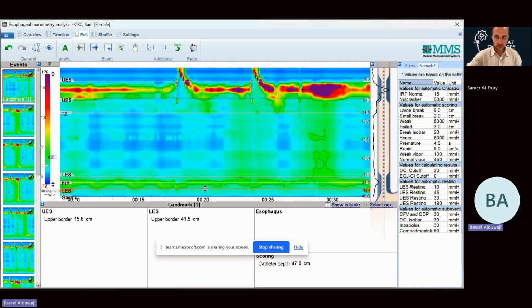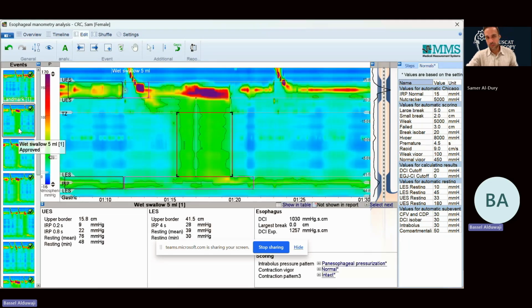For example, this is the case, once we started with the first landmark, then this is the first swallow. You can see here again the UES, there is relaxation. It's very clear, very nice. You can see here, from the bottom, this rectangle is where we measure the IRP. This is the IRP, it's 28. So it is abnormal.